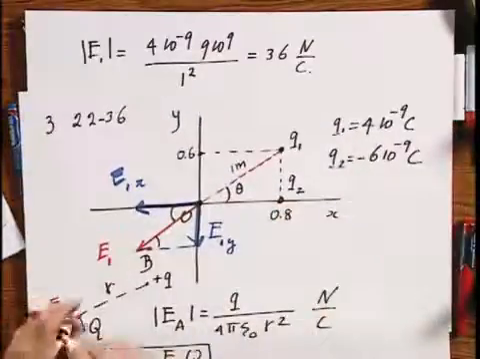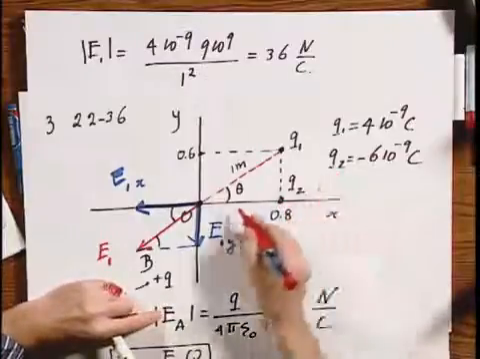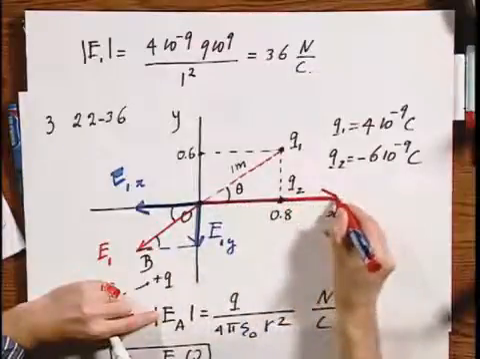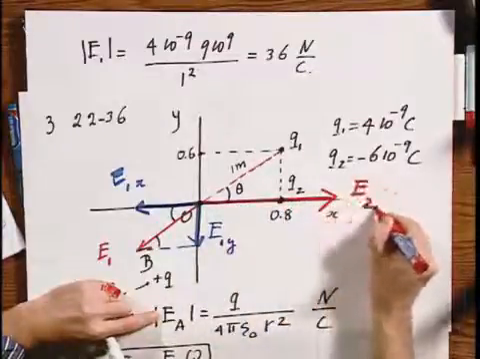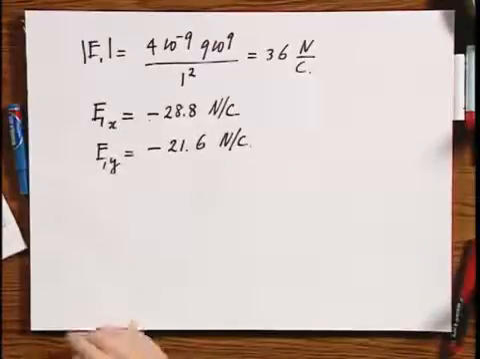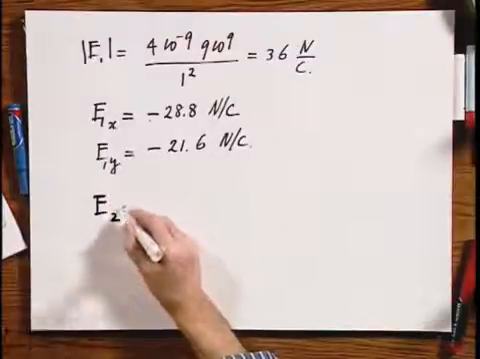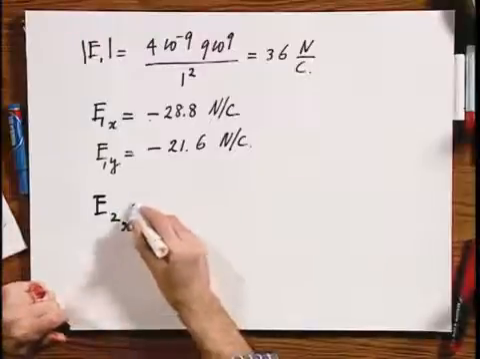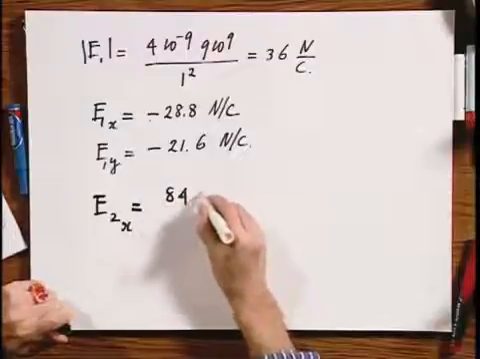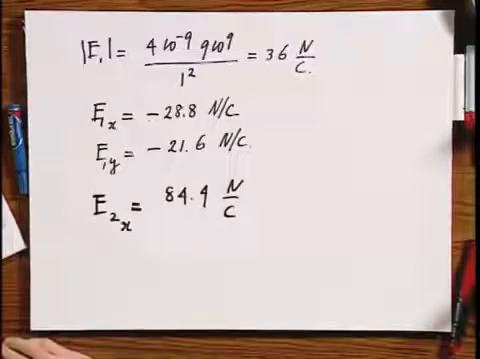Now I have to also calculate the electric field due to Q2. Q2 is negative, so it is pointing in the direction of Q2. I call this E2. It turns out it has only a component in the x direction. And so E2 you should be able to find now quite easily. It is already in the x direction, so I can already put an x here. That, if you put in the numbers, turns out to be 84.4 newtons per Coulomb.